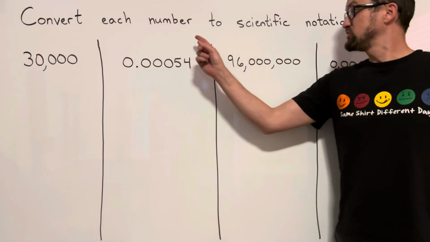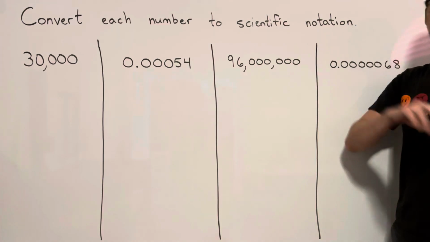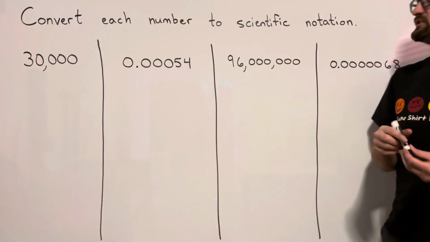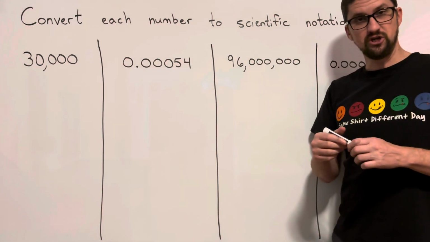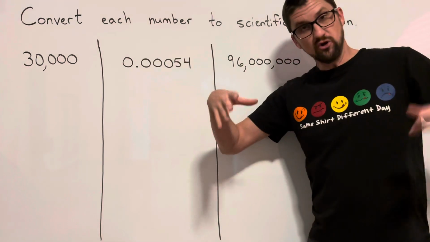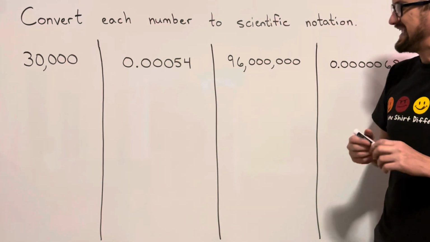Convert each number to scientific notation. We've got 4 numbers here. We're going to convert each of them to scientific notation. Scientific notation uses multiples of 10 to write big and small numbers in a more compact way.